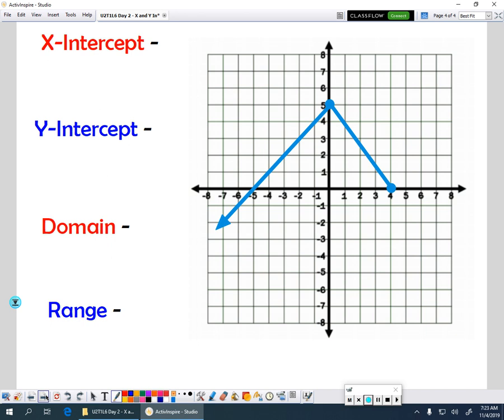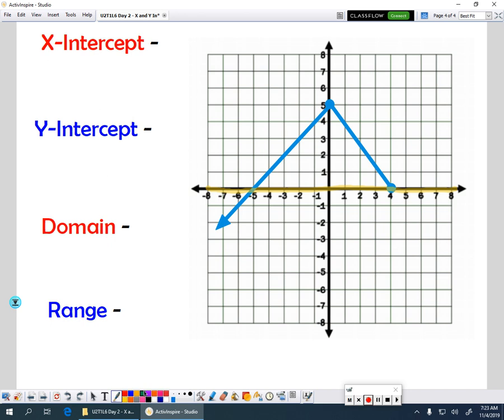All right, so on this graph, we're going to do all the things: x-intercept, y-intercept, domain, and range. So let's start with our x-intercept here. Our x-intercept is the place where we cross the x-axis. So I'm going to highlight my x-axis right here, and I want to look at the place where this function intercepts my x-axis.